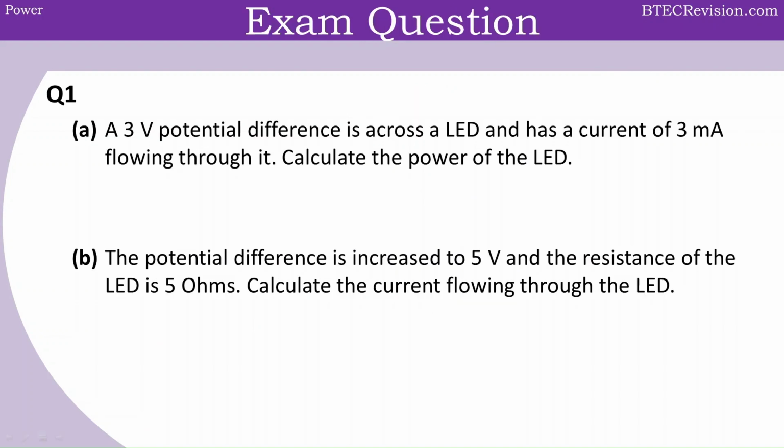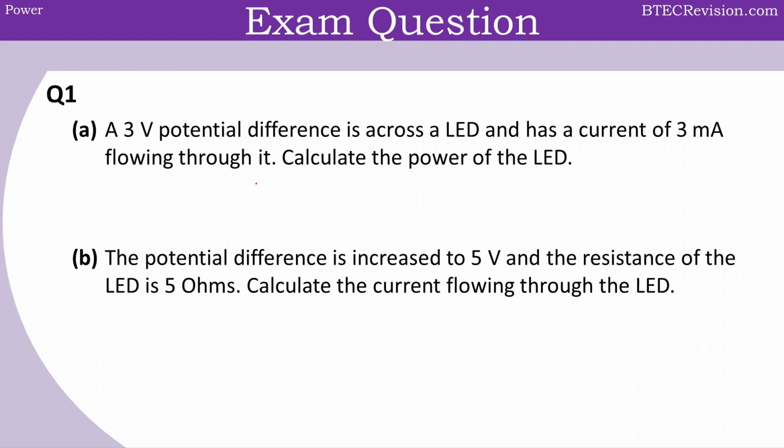Now pause the video here and attempt this exam question. Question 1. A 3-volt potential difference is across a LED and has a current of 3 milliamps flowing through it. Calculate the power of the LED.